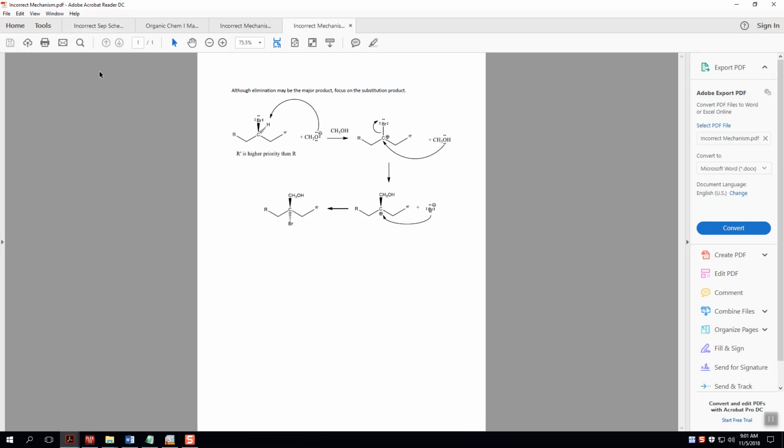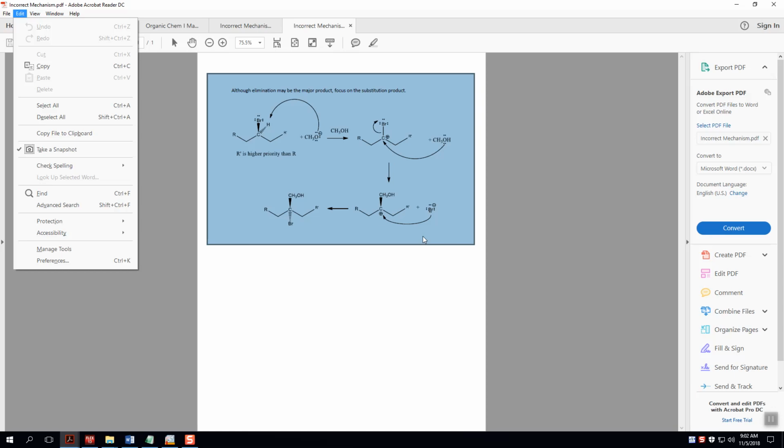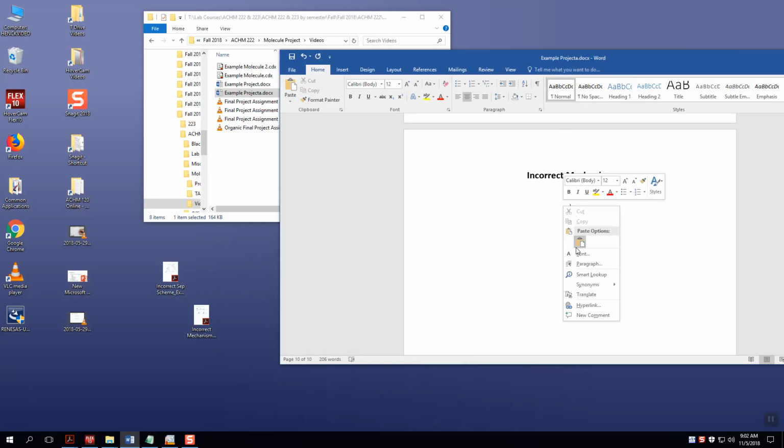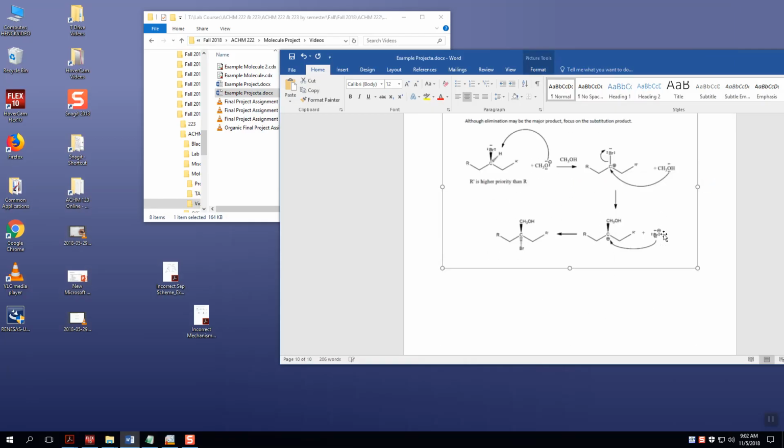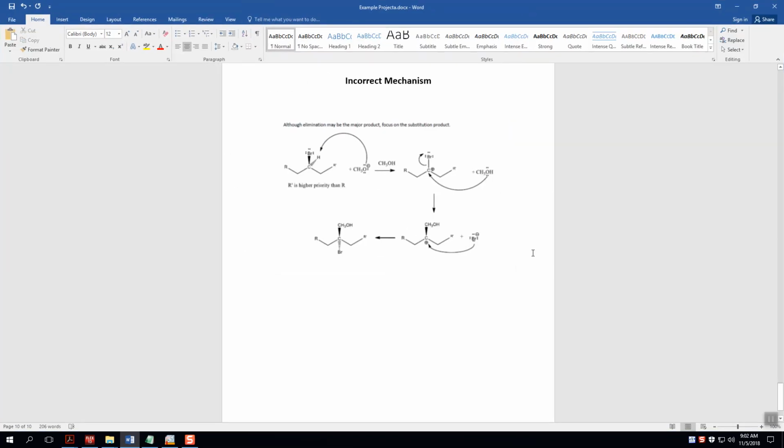And what I want to do is I want to go ahead and edit, take a snapshot, and then I'm going to paste it into Word. Notice that it says, although the elimination may be the major product, focus on the substitution product. So you can copy that or not, that's fine. And I'm just going to go ahead and copy it. If you prefer not to copy that and just remember it, you can do that as well. So I went to edit, take a snapshot, I took a snapshot, that puts it in my clipboard, and then I can paste it in here. It doesn't paste over very well, it looks a little bit fuzzy, so that's basically that.